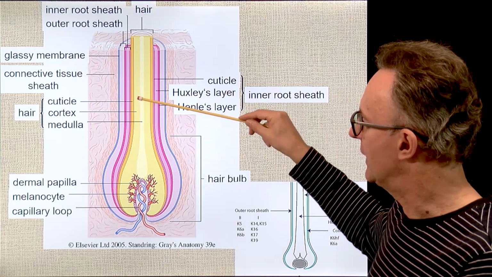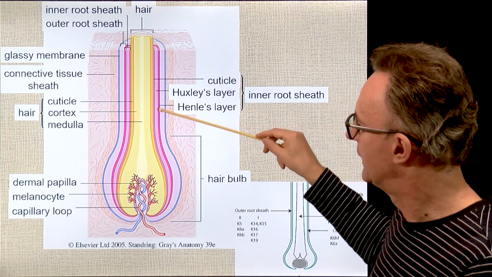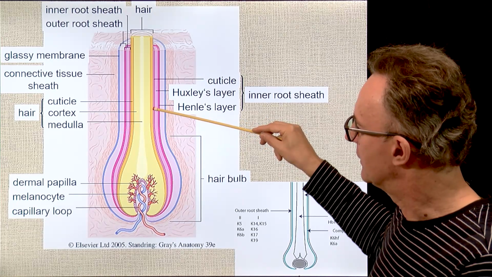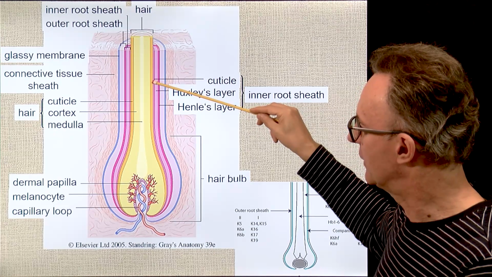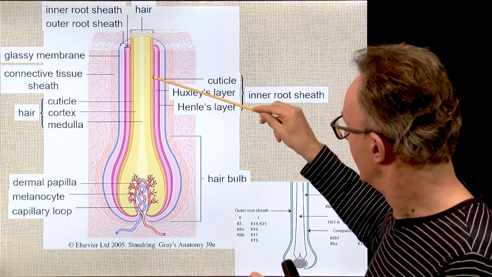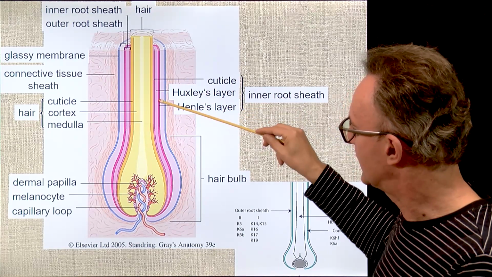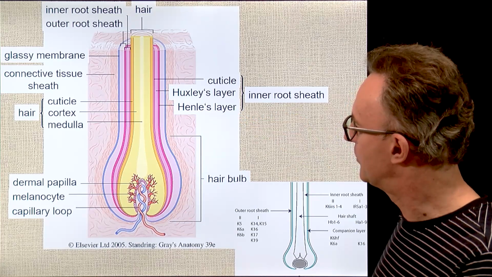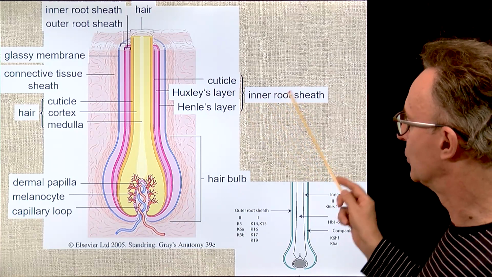And we have then the inner root sheath in pink. The innermost pink is the cuticle of the inner root sheath. The lightest pink is the Huxley layer, and the darkest pink is the Henle's layer. So these three would be the inner root sheath.